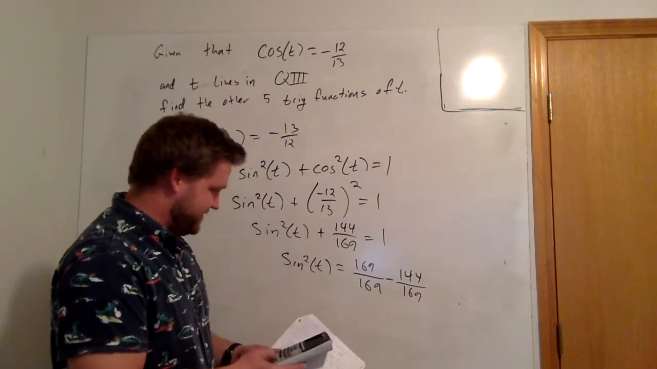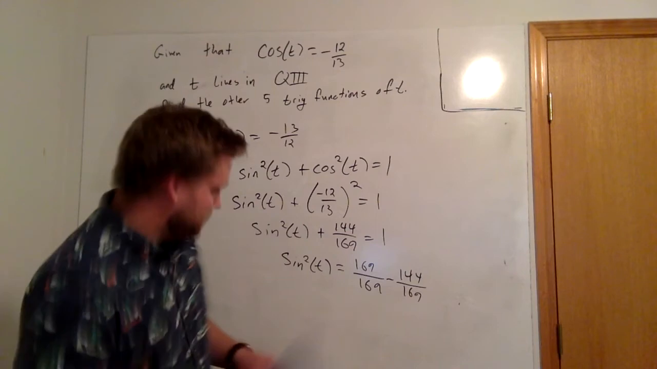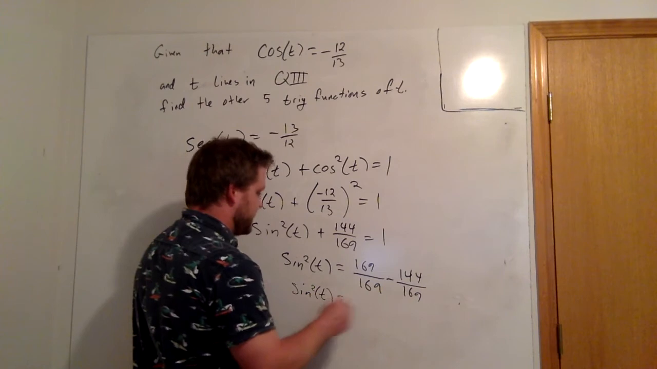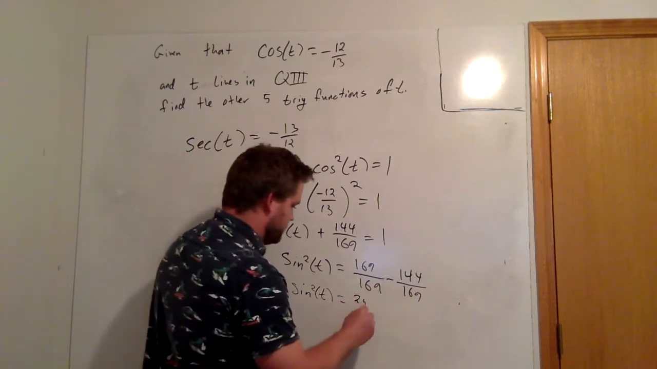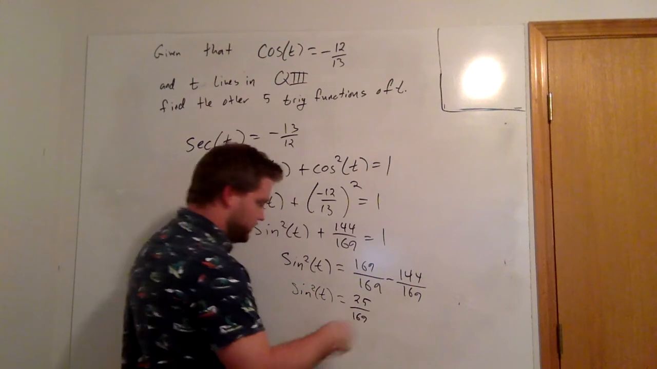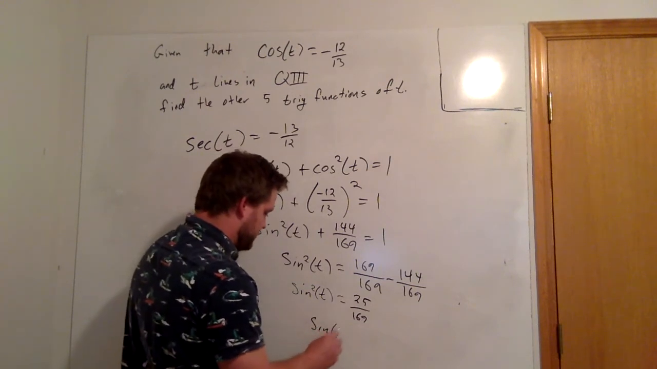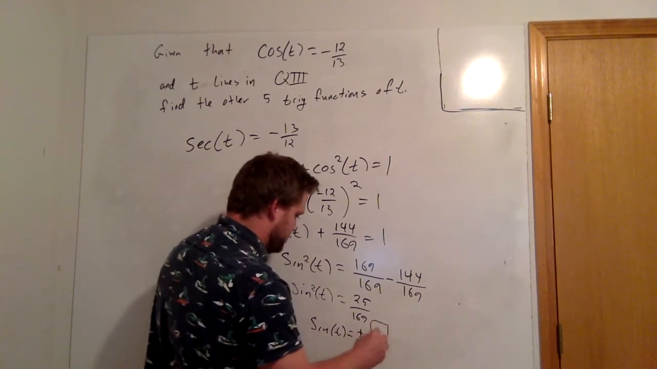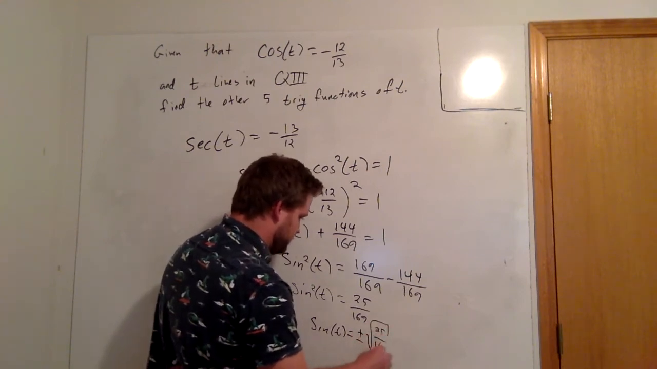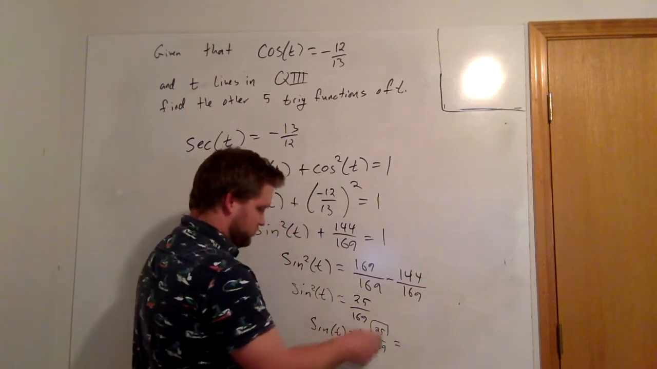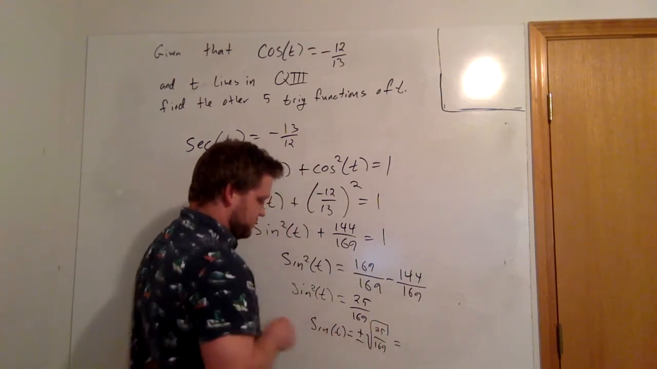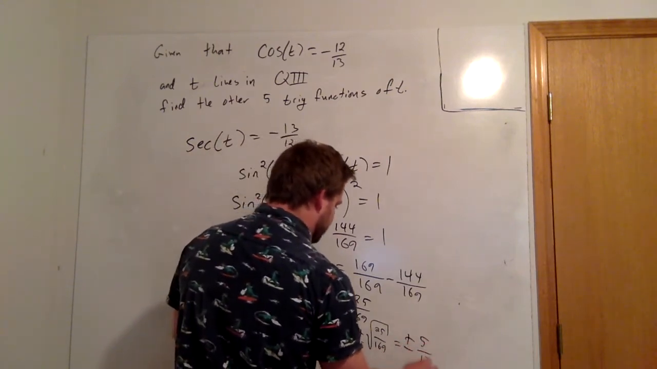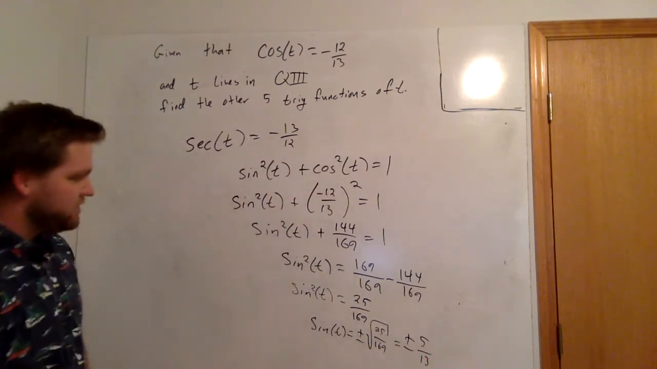So what's 169 minus 144? 25. So we have that sine squared of t is going to be equal to 25 over 169. Let's square root both sides. So sine of t is going to be equal to plus or minus the square root of 25 over 169. The square root of 25 is 5, and the square root of 169 is 13. So this could be plus or minus 5/13.